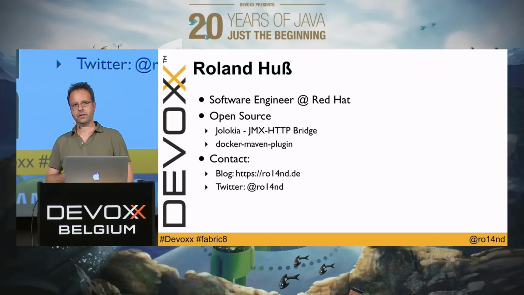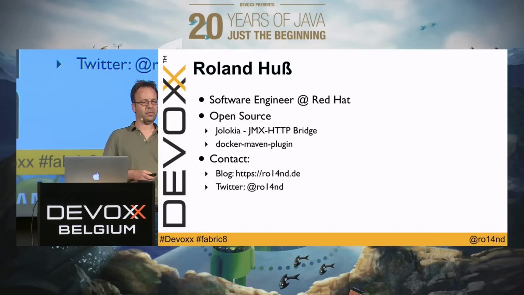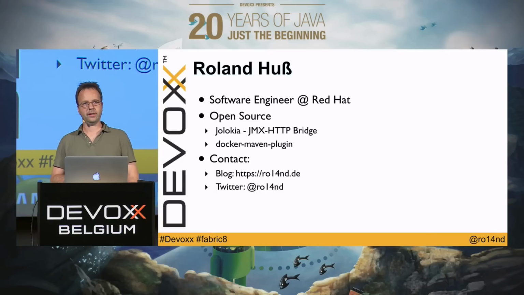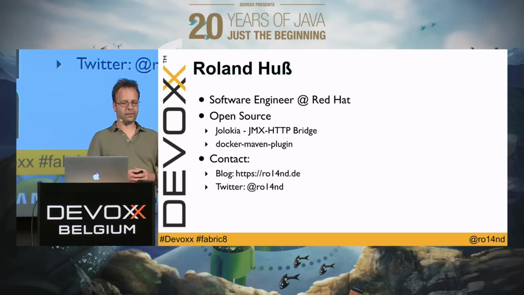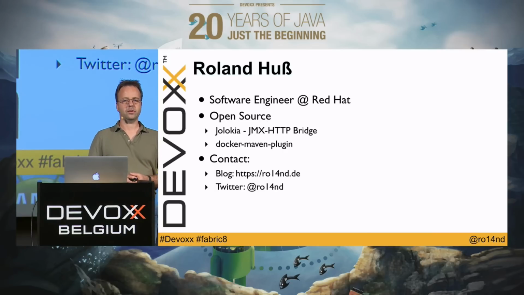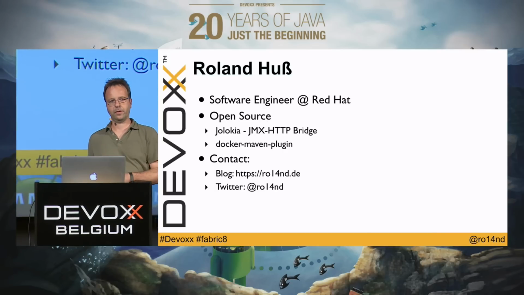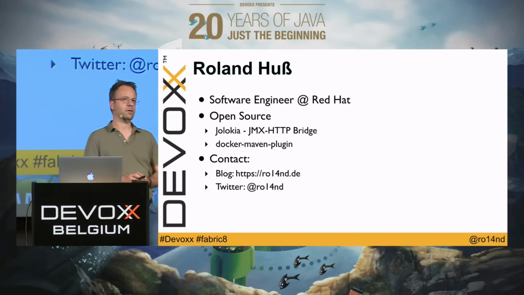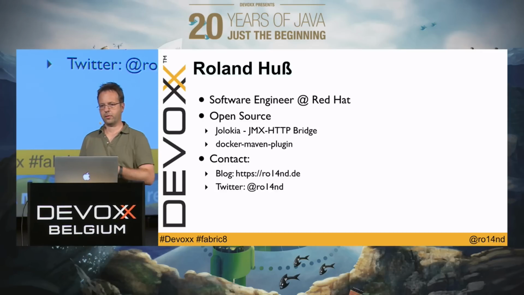I'm a software engineer at Red Hat. I'm doing open source. I'm also working in this fabric8 team, or in the iPaaS team, as it is called at Red Hat, where we are working on fabric8. But I'm also author of other open source software like Jolokia, which is a JMX HTTP bridge, and also a Docker Maven plugin, which is often used in the context of fabric8, but can, of course, be used outside of fabric8, simply for creating and running Docker images and containers.